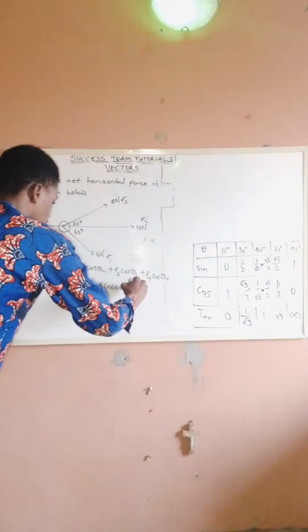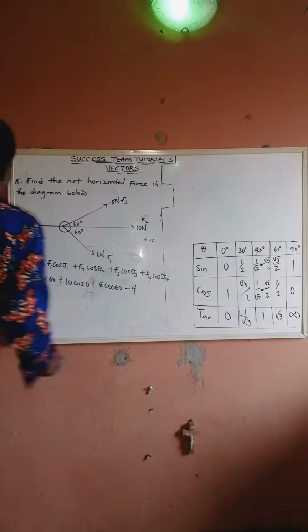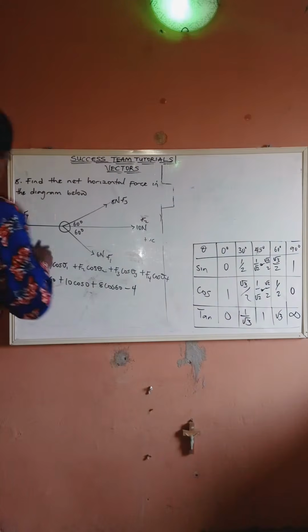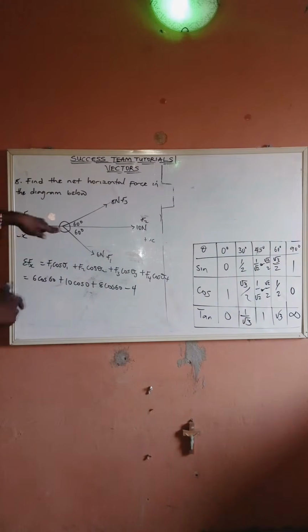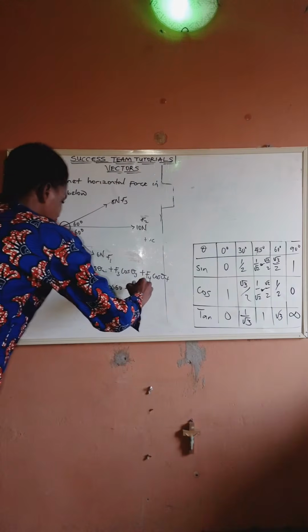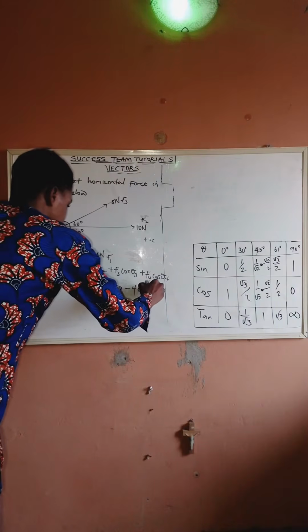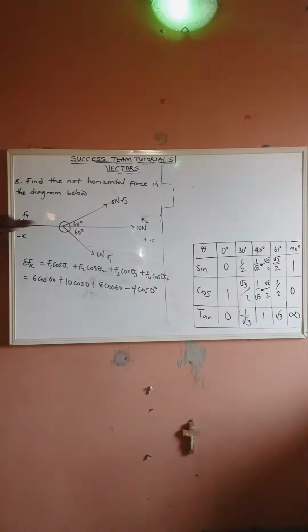You change the plus to minus, that will be minus 4 cos what? See, it's at this side. You see, it's horizontal with F2. Horizontal, so it's 0 degrees. That will be cos 0 degrees. I hope you grab it. You can see that this side is horizontal, this side is horizontal. It's not even at any angle, so it is 0 degrees.